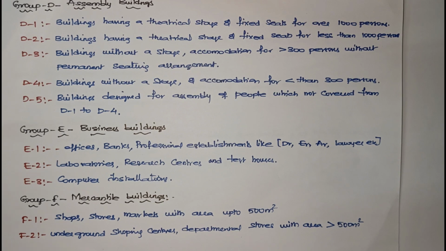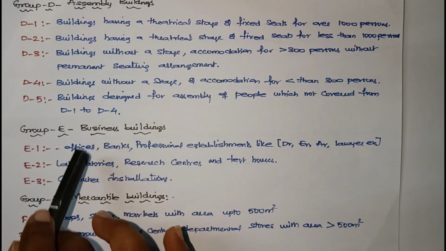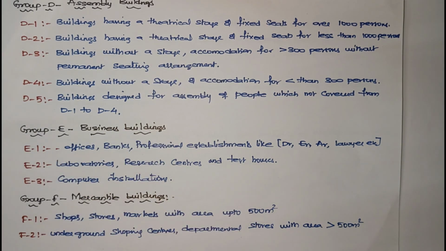Say, for example, quality control tests will be checking for civil engineering, right? Before constructing any building, they will be going for sample testing, and after construction they will be going for a quality check. All these come under this category. And any computer related installations will be done in E3. This is about the subdivision of group E, business buildings.